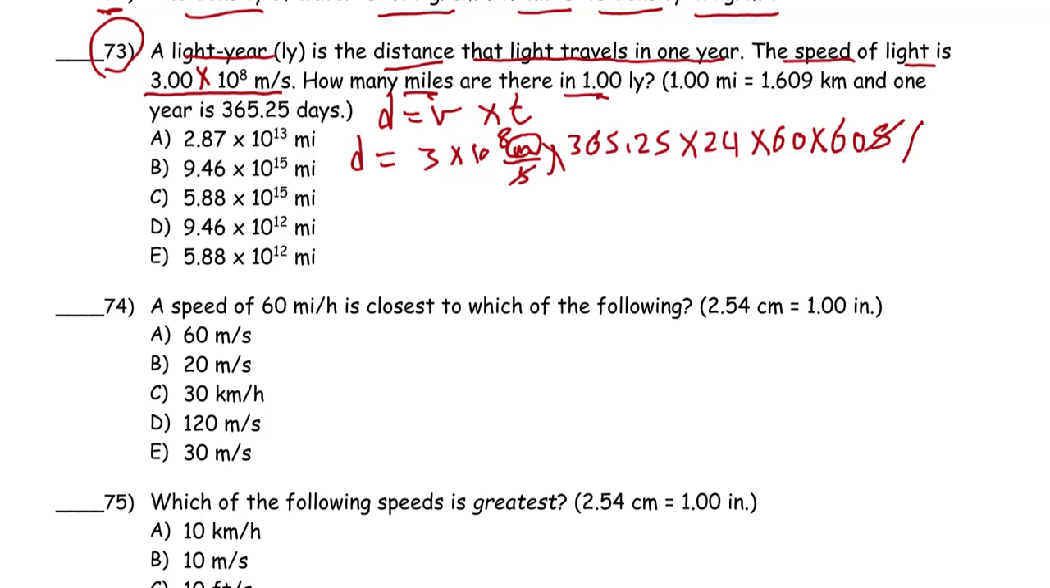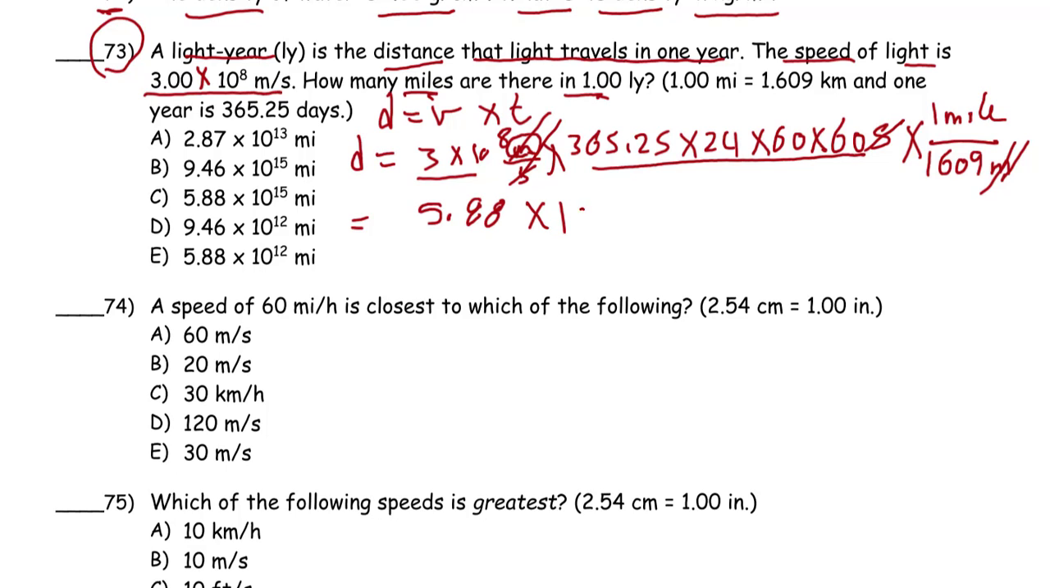We need to convert meter to mile. You know that 1 mile equals 1609 meter. So meter goes with meter here. So for the right answer, you will multiply 3 times 10 power 8 times the year time over 1609. It yields 5.88 times 10 power 12. Use your calculator. So the right answer is letter E.